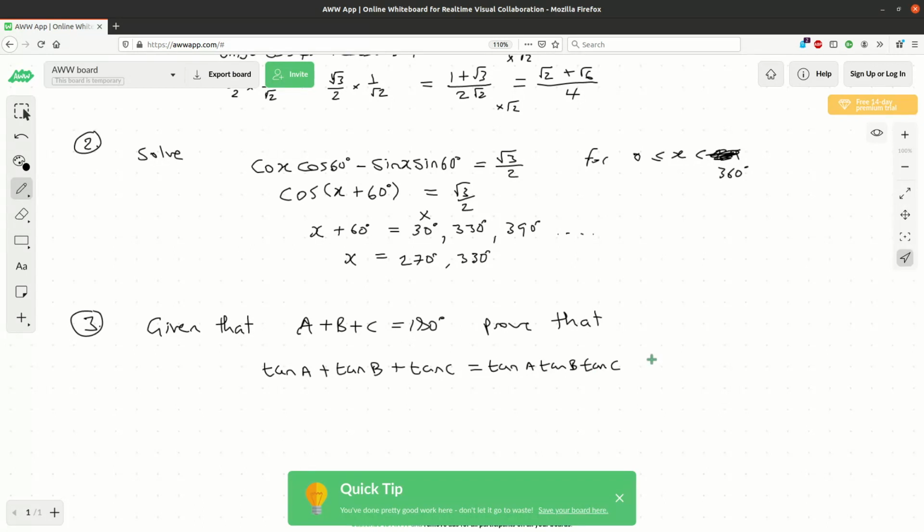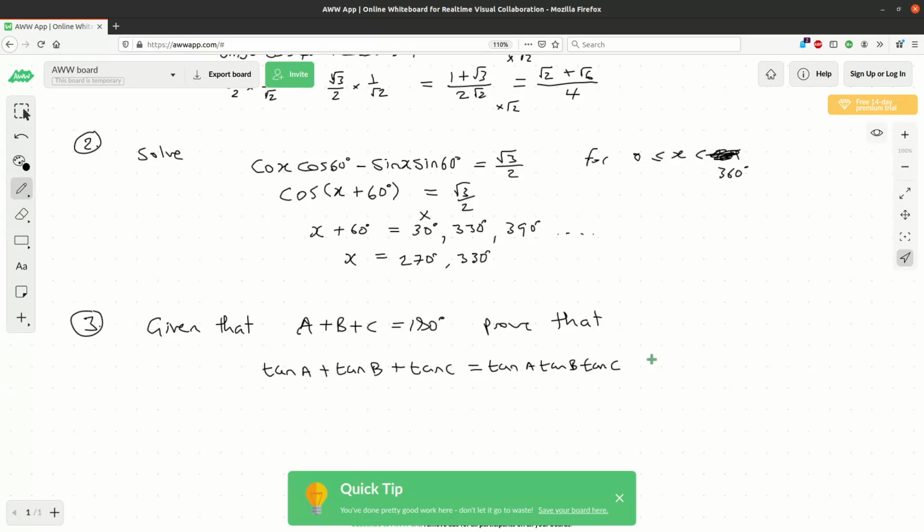Okay, so we're going to try and prove this. Now, when you prove any statement which starts "given that", you should really be using that result that you're given, because it's suggesting that it's not always true. It's only true if A plus B plus C is 180. So I'm going to start by writing down what I'm given, and I'm going to try and turn that into the result they're claiming.